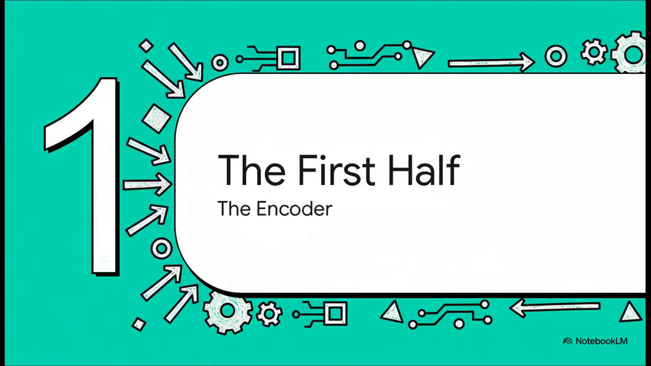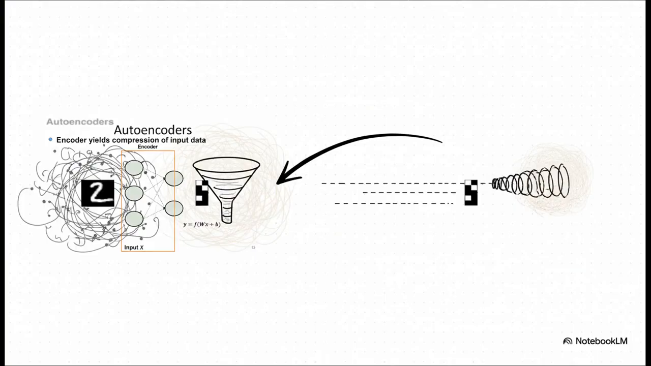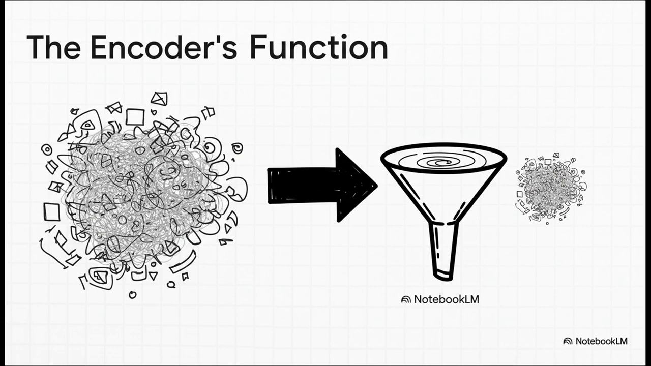So let's zoom in on that first part of the journey. What is actually going on inside the encoder? Okay, so the encoder's job is to be incredibly efficient. It takes that detailed input, every single pixel of that number 2, and it's forced to compress it, funneling it down into a much smaller, much denser representation. It has to figure out what's truly essential because it literally can't keep all the information. Think of it like this. It's creating a super condensed summary. The encoder takes all of that raw, messy data, and it learns a function to just distill it down to its most important features. The result? A compressed, kind of elegant representation of the original.